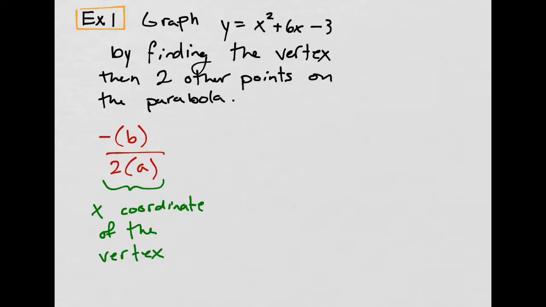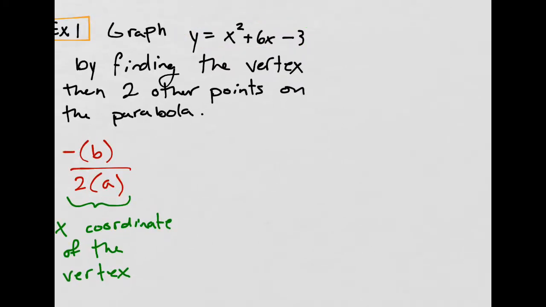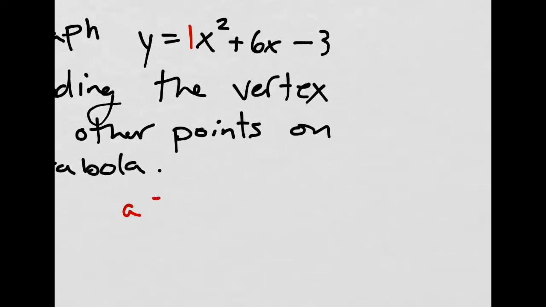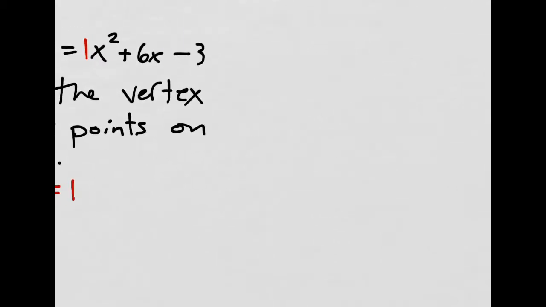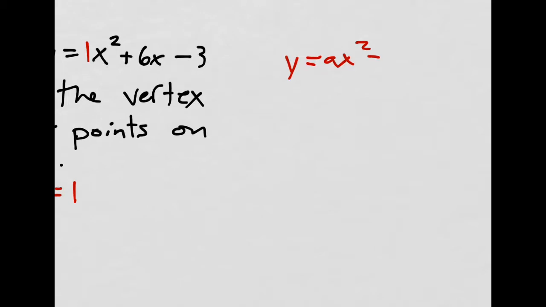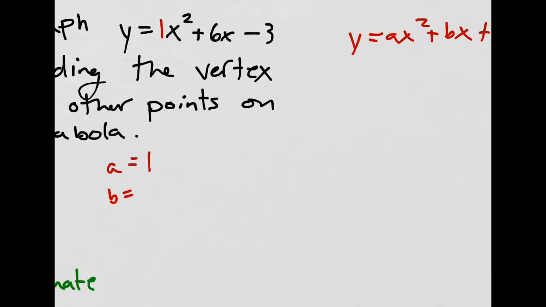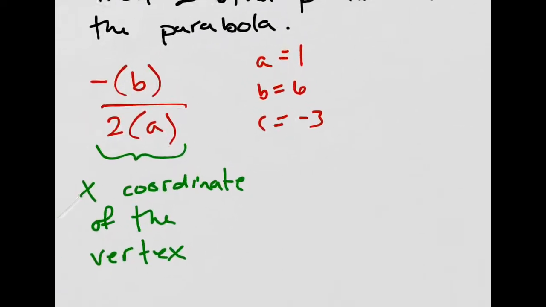For our equation here, if there's no number, it's just 1. So that means a is 1, because a is the number in front of x squared. It's like y equals ax squared plus bx plus c. So a is 1, b is 6, and c is -3 right there. We don't need the c value, but there we go.